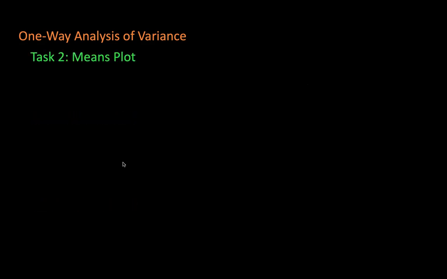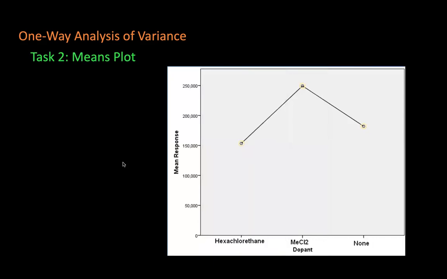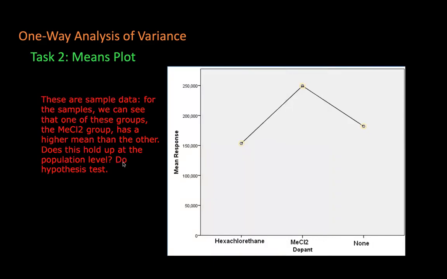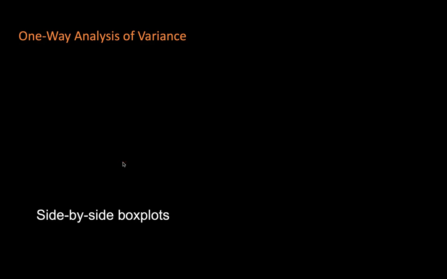So task 2, we want to do a means plot. So here's a means plot. These are sample data. For the samples, we can see that one of these groups, the MECL2 group, has a higher mean than the other. Does this hold up at the population level? We want to do a hypothesis test.